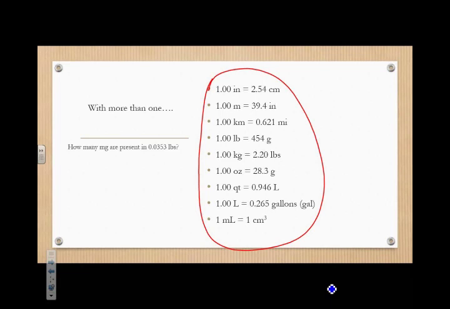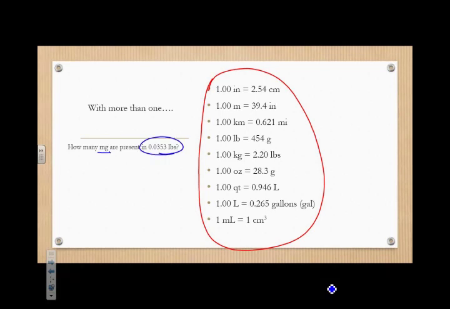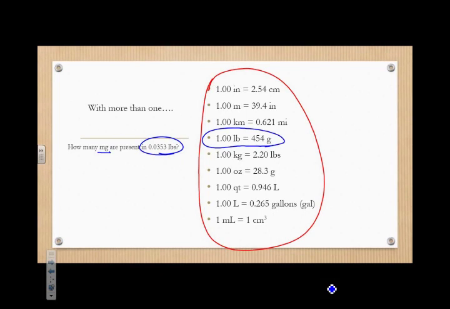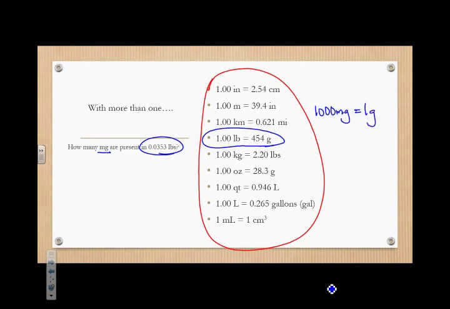It asks me how many milligrams are present in this number of pounds. And when I look over here, I don't see a relationship between milligrams and pounds. I do see a relationship between grams and pounds. And using my metric system knowledge, I also know that there are 1,000 milligrams in 1 gram.